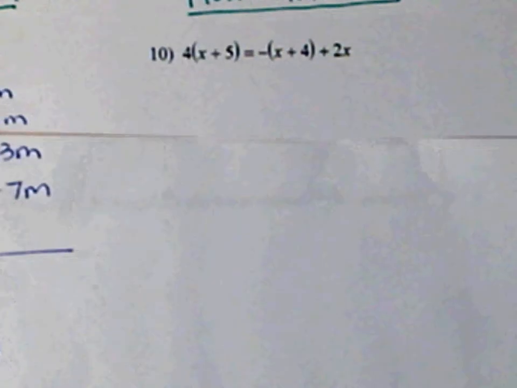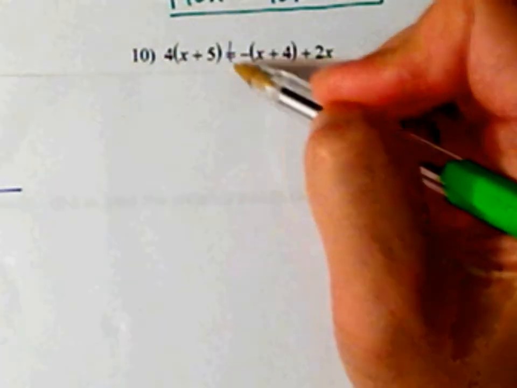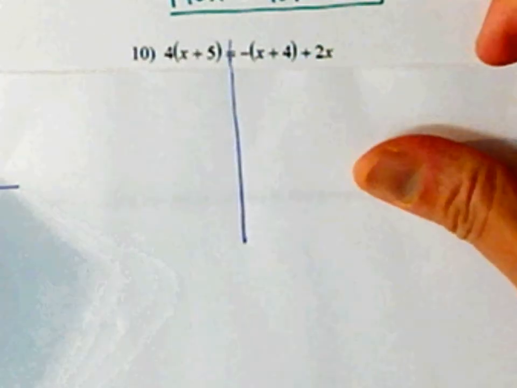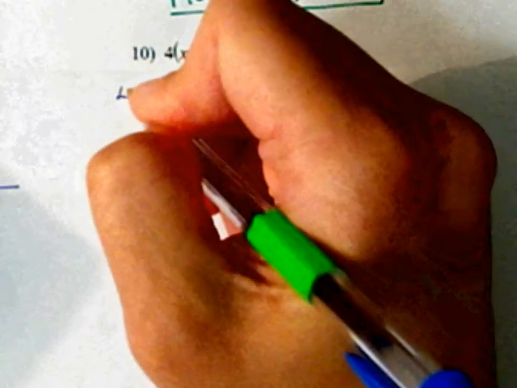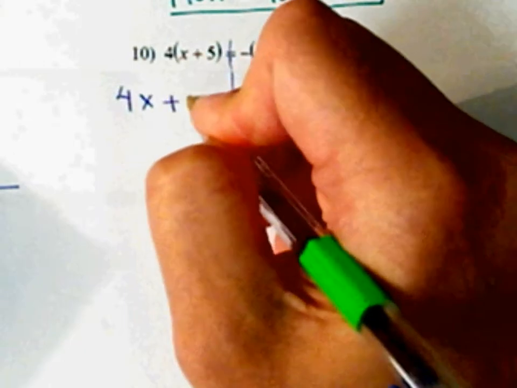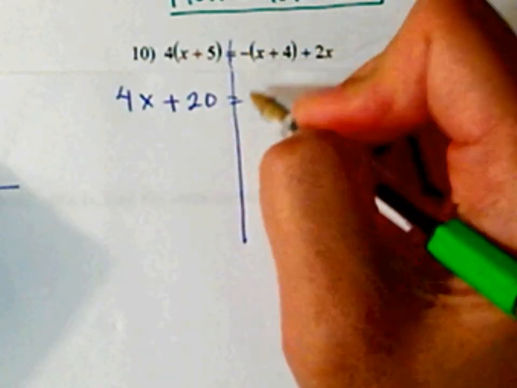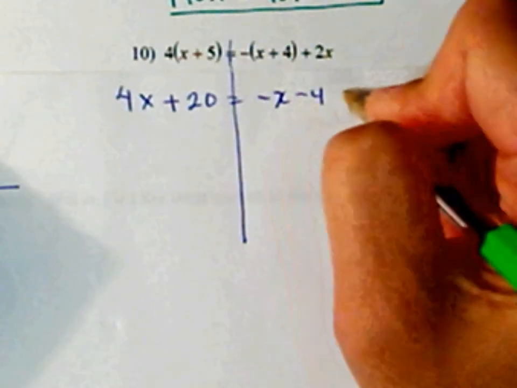Number 10, okay, same scenario. And there's my 2 lines. There's my 1 line. All right. Distribute. 4 times x is 4x. 4 times 5 is positive 20. There's a negative 1 here. Negative 1 times x is negative x. Negative times positive 4 is negative 4 plus 2x.